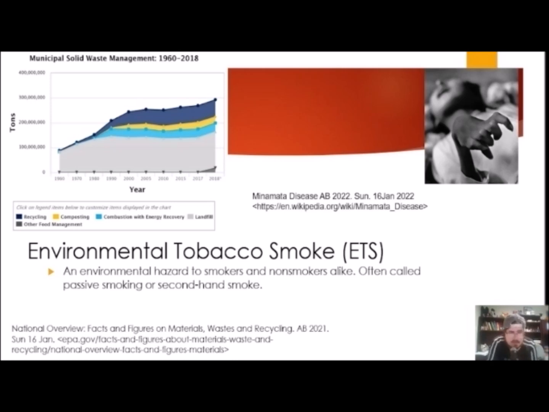The book finishes up by talking about environmental tobacco smoke, also known as passive smoking and secondhand smoke. This can be dangerous, causing lung problems, cancer, and heart disease, even in people not smoking.